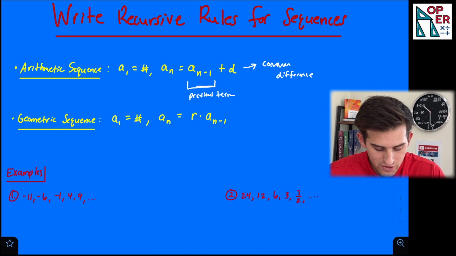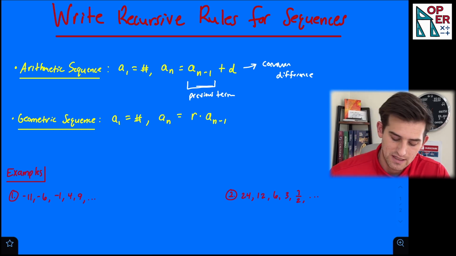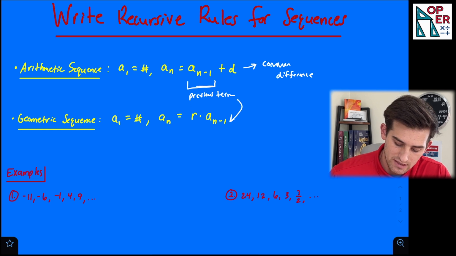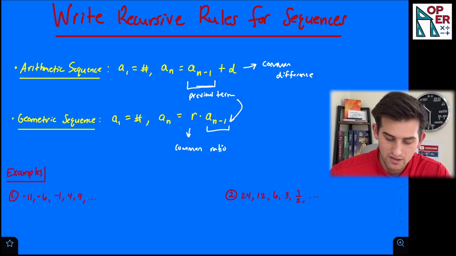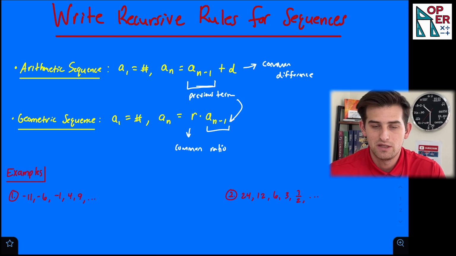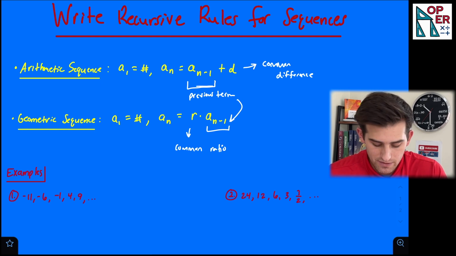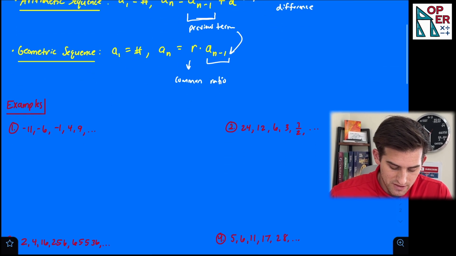All right, and then for geometric, once again, we need to have that first term, and then a sub n equals r times a sub n minus 1. Once again, this is the previous term, but now r is our common ratio, because for geometric sequences, we are multiplying to increase our sequence. All right, so let's look at a couple examples here.